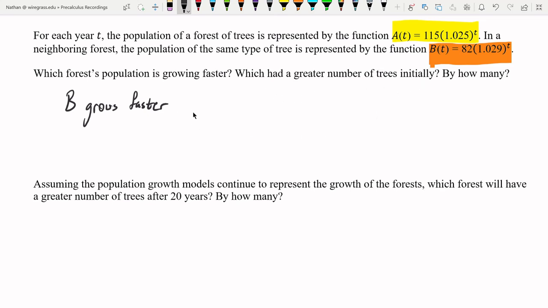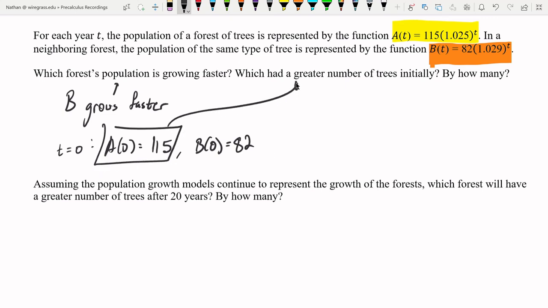Which had a greater number of trees initially? Well, that's the same thing as asking at t equal to 0. At t equal to 0, what do we get? So A of 0, that's going to be 0 here. So 1.025 to the 0 power, that's just going to be 1, and we get 115. For B of 0, 1.029 to the power of 0, that's going to be 1. We get 82 times 1, 82. So A has the greater number initially. There's a larger starting value.